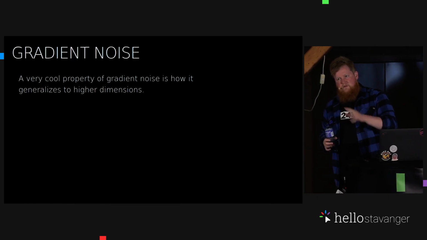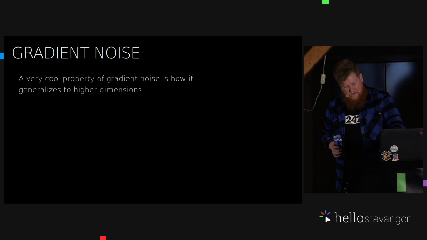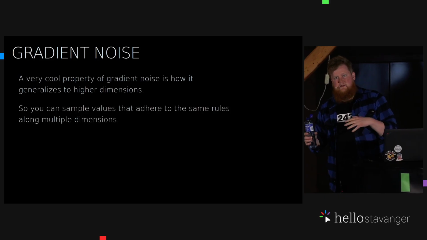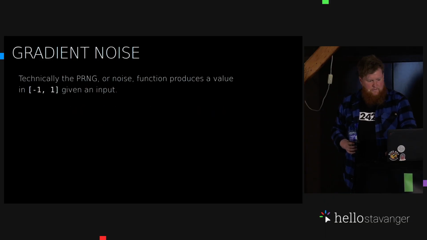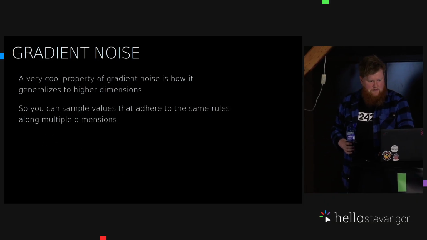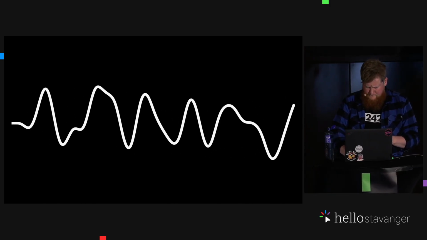And another cool property of gradient noise is how it generalizes to higher dimensions. So you can sample values that adhere to the same rules along multiple axes. Let's see, do I have a demo of that? Yeah. Anyways, this is the same line again.